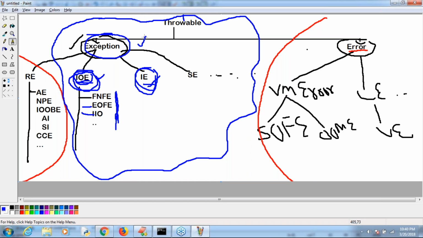It is partially checked because, for Exception, some child classes are unchecked. Are you getting? Some child classes are unchecked. Under this Exception, there are some children that are not checked. That's why this Exception is by default considered partially checked. Clear? Are you able to understand?